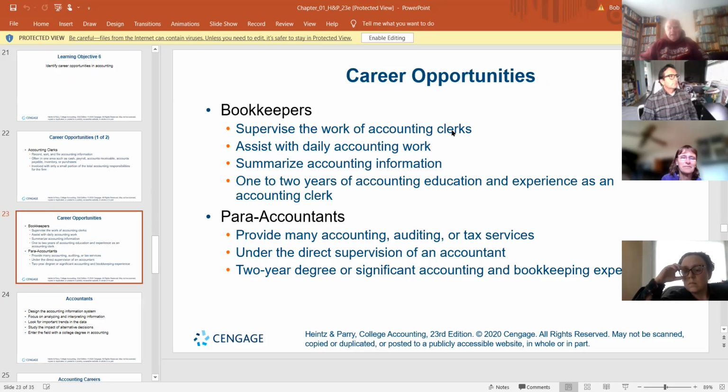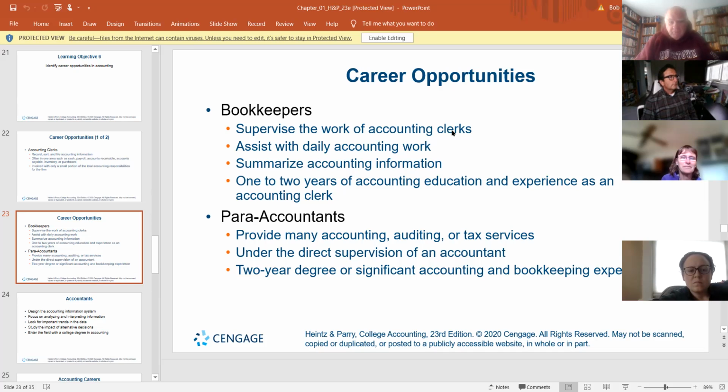Bookkeepers have a higher level of responsibility and knowledge. Typically, you need a couple of years of college. We have a bookkeeping certificate that you can earn here, your bookkeeping credentials. You supervise the work of the clerks. You assist with the daily accounting work, summarize information, and typically 1 to 2 years of accounting education, and maybe have a good background as a clerk.